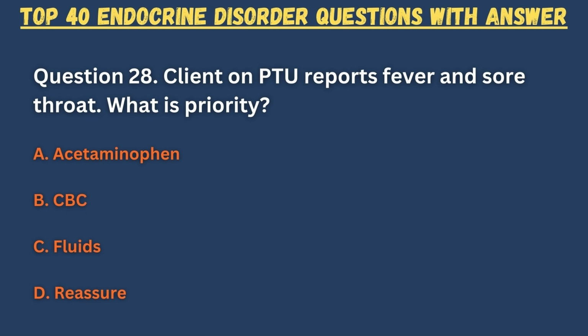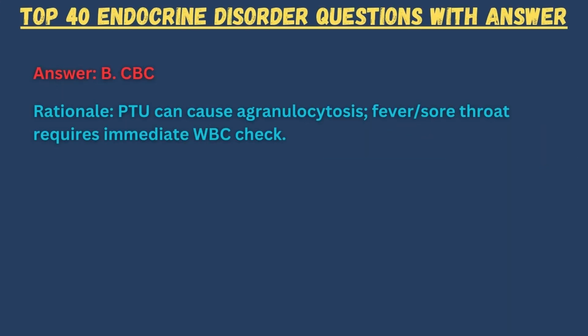Question 28. Client on PTU reports fever and sore throat. What is priority? A. Acetaminophen. B. CBC. C. Fluids. D. Reassure. Answer. B. CBC. Rationale. PTU can cause agranulocytosis. Fever or sore throat requires immediate WBC check.